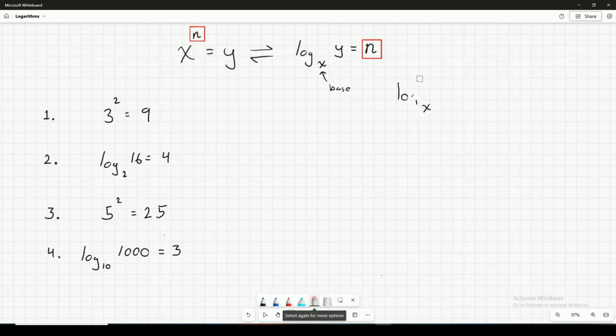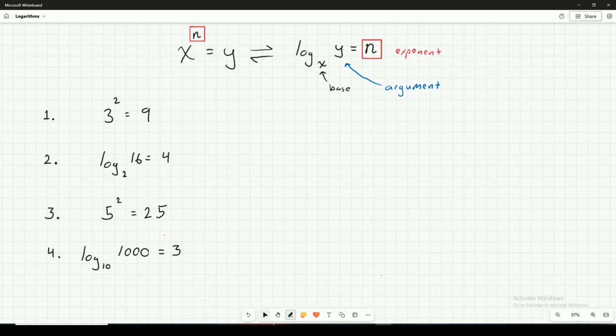Okay, and the y right here, that's called the argument. And this n is the exponent. Alright, so with all three pieces of the exponential on the left, we can turn it into a logarithm.